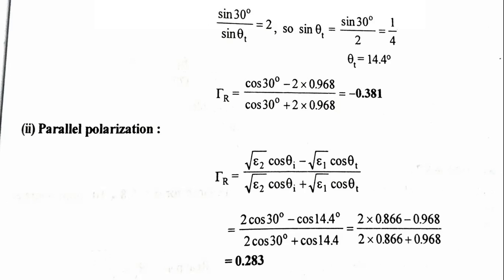Now the last is the parallel polarization, that is the reflection coefficient 2r: root of epsilon 2 cos theta I minus root of epsilon 1 cos theta t, over root of epsilon 2 cos theta I plus root of epsilon 1 cos theta t. We are converting that into the standard form. You can substitute the value of the permeability, and the angles 30 degree and 14.4 degree. In this way you will get 0.283.